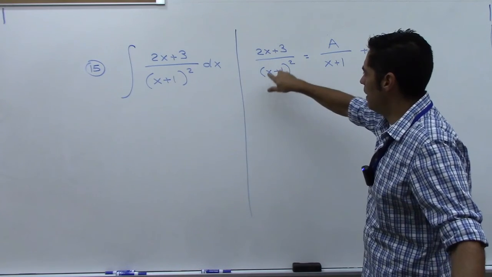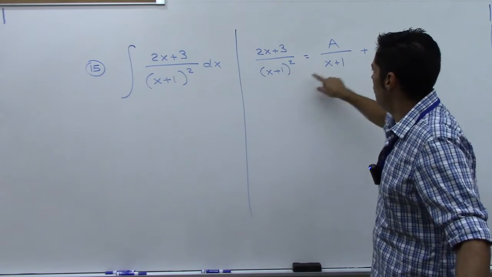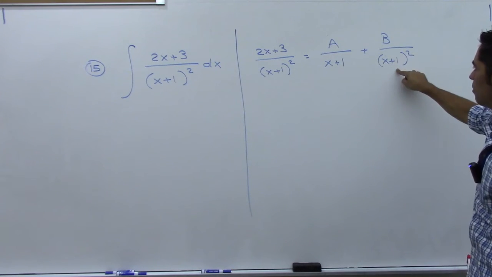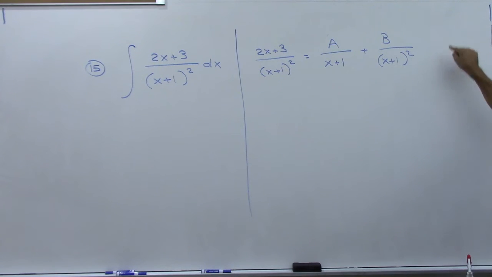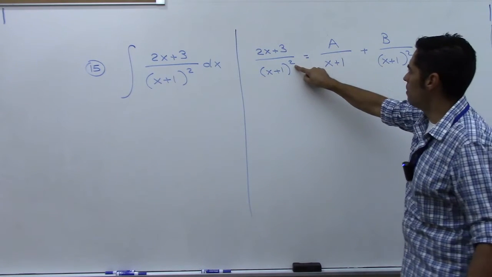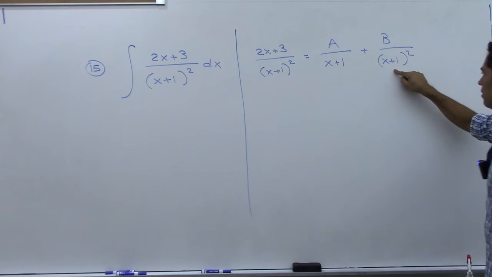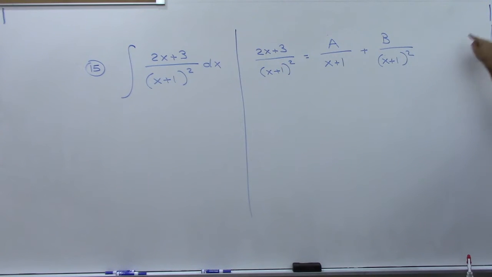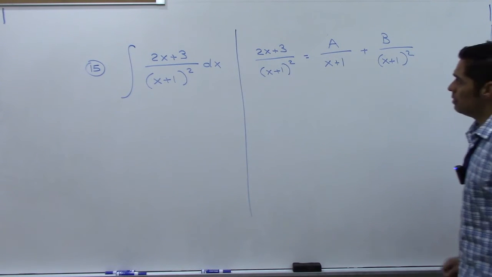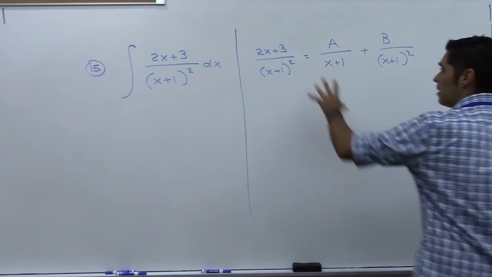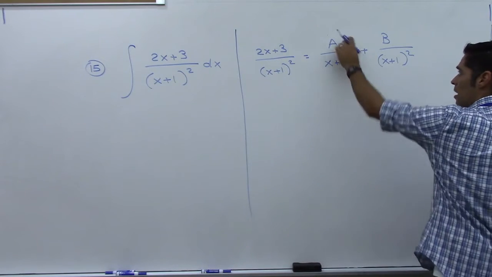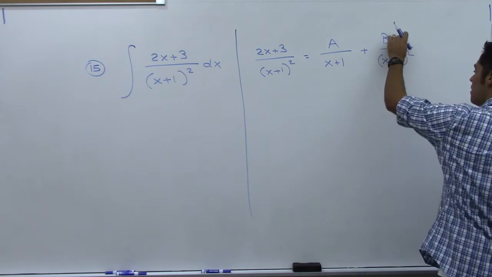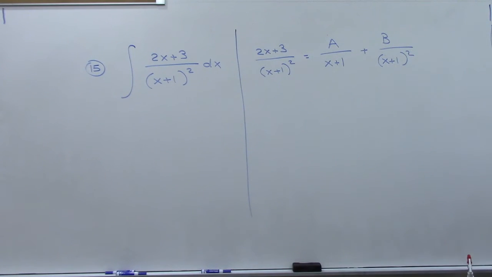All right, so if you have a repeated linear factor, if this is a 2, you do a over that, then b over that squared. If this were cubed, you do a over that, b over that squared, c over that cubed. If this was to the 4th power, a over that, b over that squared, c over that cubed, d over that to the 4th power. So if I can turn this into this, I should be able to integrate each of these, because we did look at those. Constant over linear, I can integrate. Constant over linear squared, I should be able to integrate also with a basic substitution.